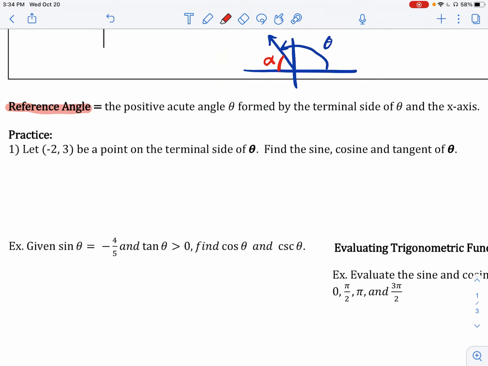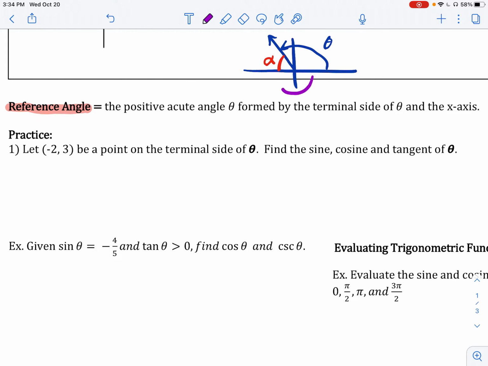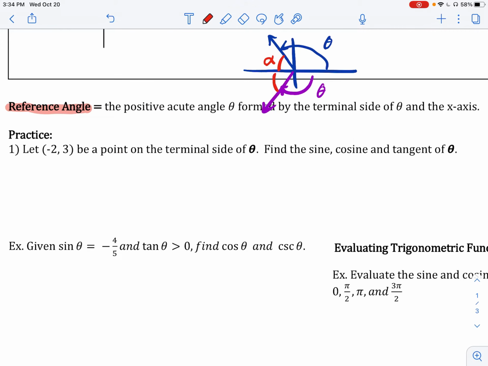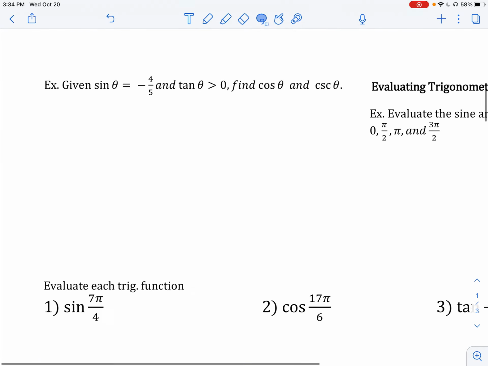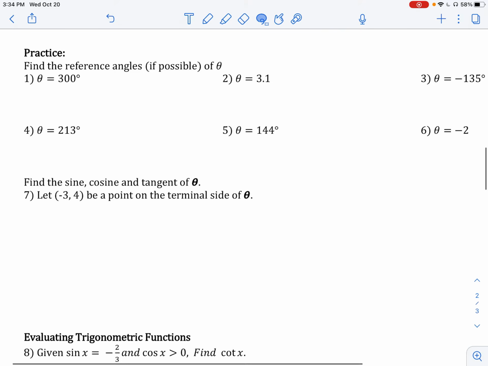And even when our angle is negative, so for example, if this were our angle theta here, our reference angle we would still indicate to be the positive angle between that terminal side and the closest x-axis, okay? So let's do a couple of practice problems with this to make sure we really understand these, okay? So let's go ahead and work through a few of these.